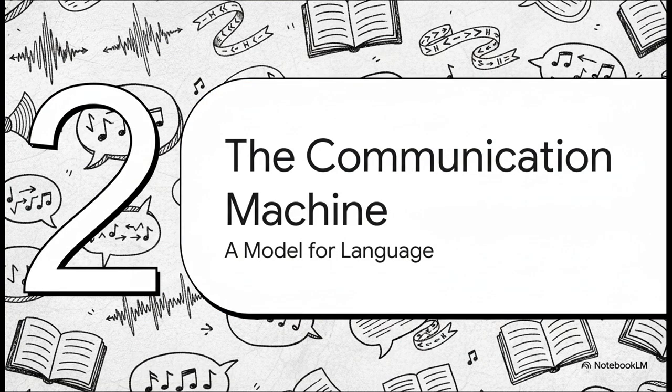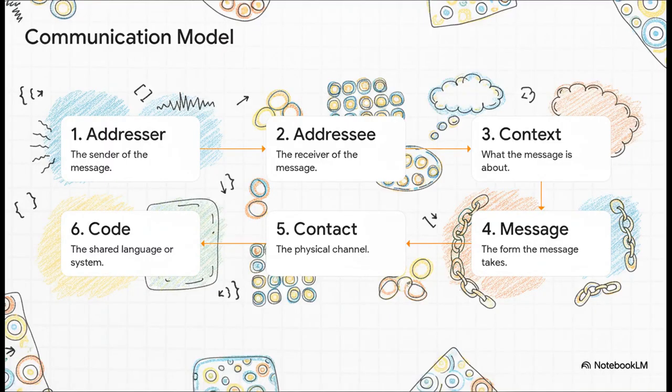Before you can figure out how language becomes art, you first have to figure out how language works, period, in any situation. So he built a model, almost like a schematic, for a communication machine. And he said this machine has 6 essential parts that are always there. First, you've got the addresser. That's the sender. They cook up a message and send it to an addressee, the receiver.